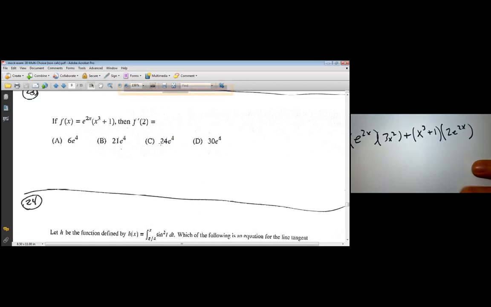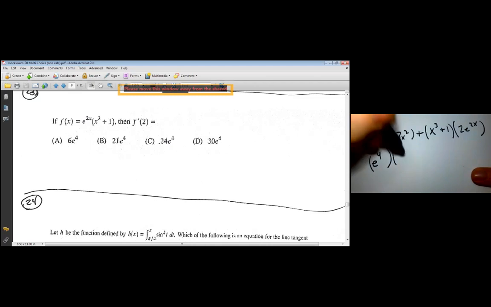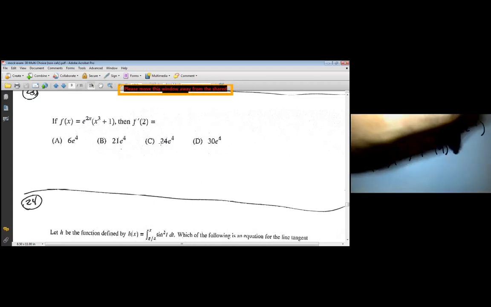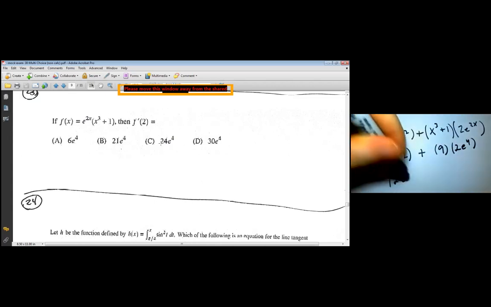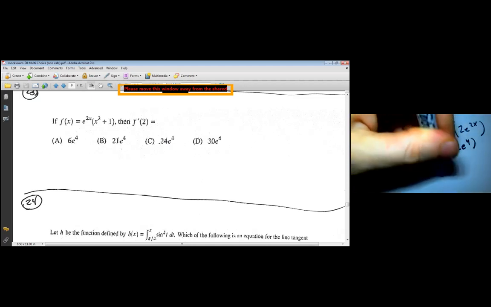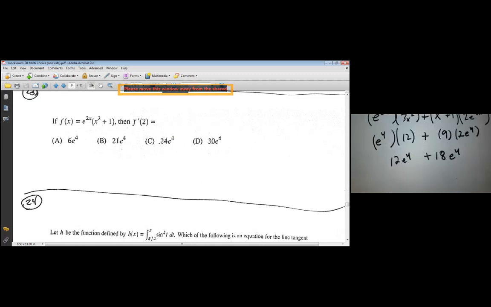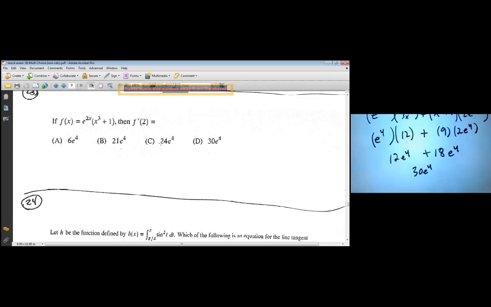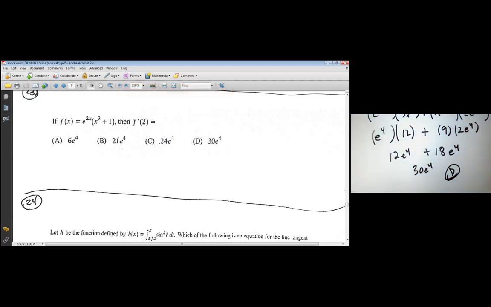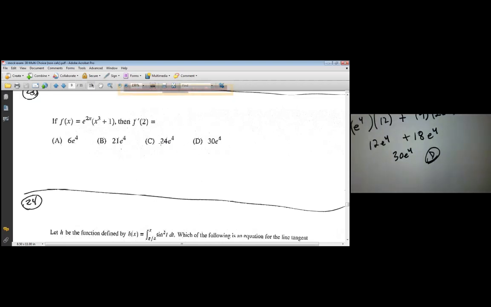And they're telling us to plug in 2. So that's e to the 4th times 12 plus 9 times 2e to the 4th. So that's 12e to the 4th. It's 18e to the 4th. Those are like terms. That's 30e to the 4th. Choice D. Any questions there?